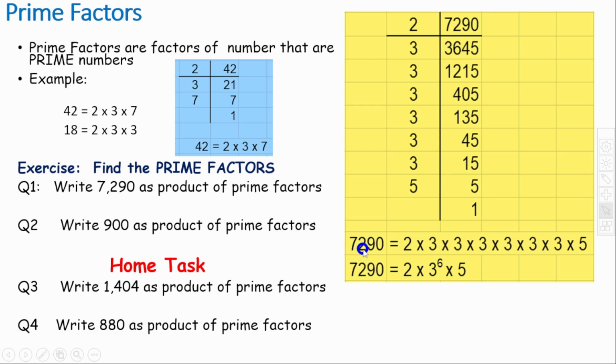So 7,290 is equal to 2 times 3 times 3 times 3 times 3 times 3 times 3 times 5. That's how we got all this. So instead of writing all these 3s like this, you can write it as 2 times 3 raised to power 1, 2, 3, 4, 5, 6. You write it at the top. That's in power form. 3 raised to power 6 times 5. This is our final answer.